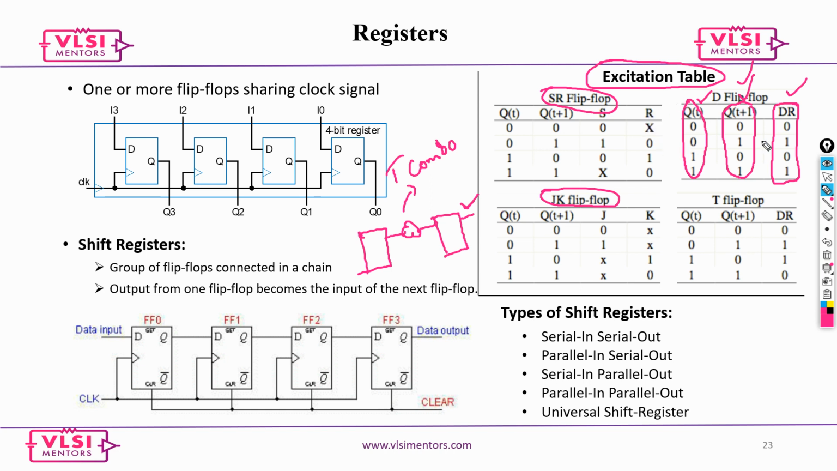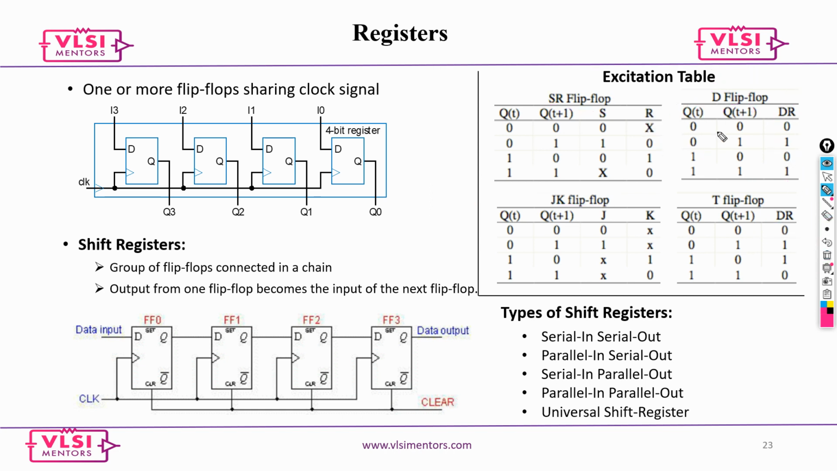So you just need to know that D is basically always transparent. This is the output that you are expecting, and your input should be exactly the same. As a simple hint.